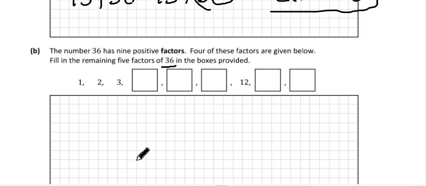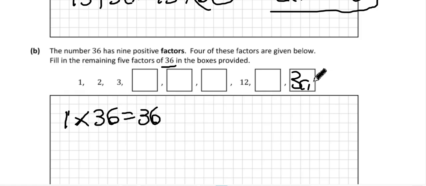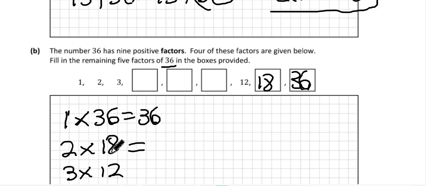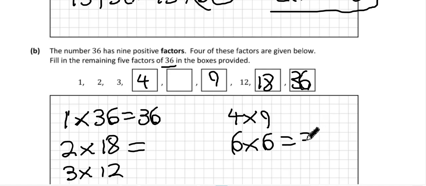Now, factors. What numbers divide into 36? Well, what's 1 multiplied by 36? 36. So that's the highest and the lowest. 2 multiplied by? So divide 36 by 2. You get 18. Okay. 3 by 12 we already have, don't we? 4 multiplied by, divide 36 by 4. 9. 1 left. Does 5 go in? 6 by 6. You happy with 6? Yes. All right.